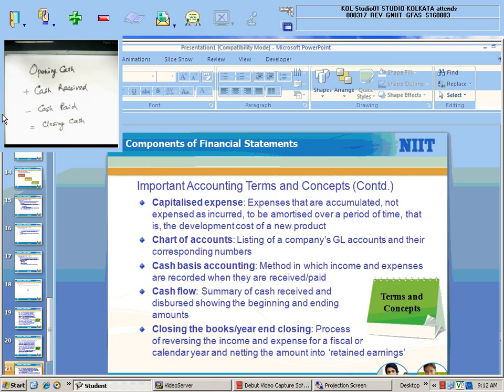All those balances in the income and expenses accounts will be reversed and transferred to the profit and loss account, and the net balance of the profit and loss account will be transferred to the retained earnings account. So this is what closing the books of accounts, or year-end closing, basically means. The purpose of maintaining books of accounts is also to determine the profit at the end of each year. So closing the books means determining the profit at the end of the accounting period, that is the year, and transferring the profit to the retained earnings account. This is the meaning of closing the books or year-end closing.